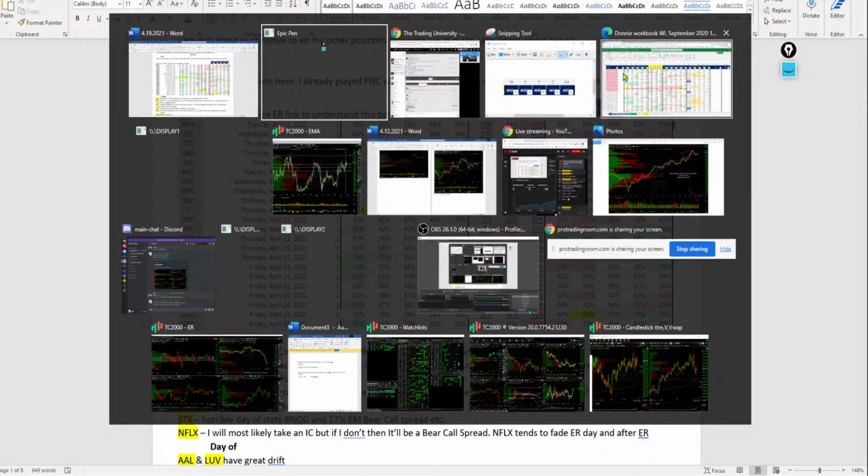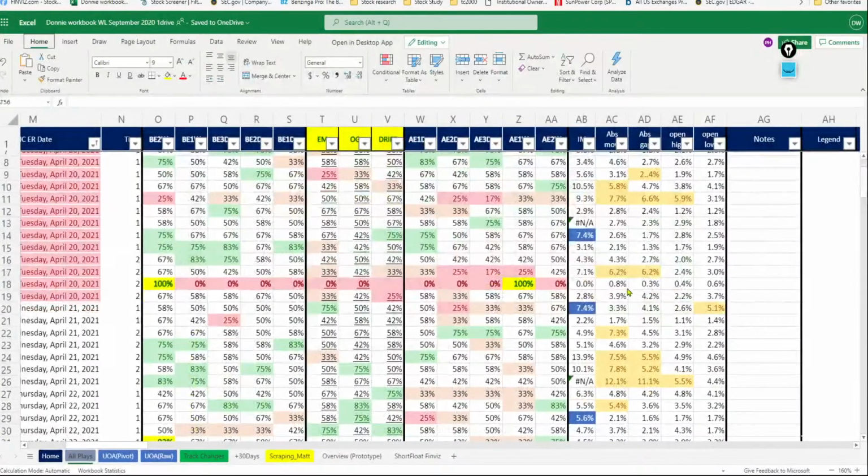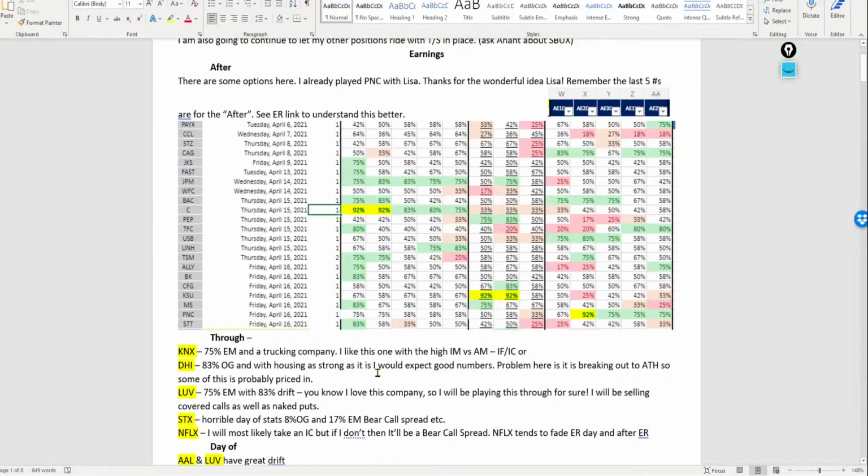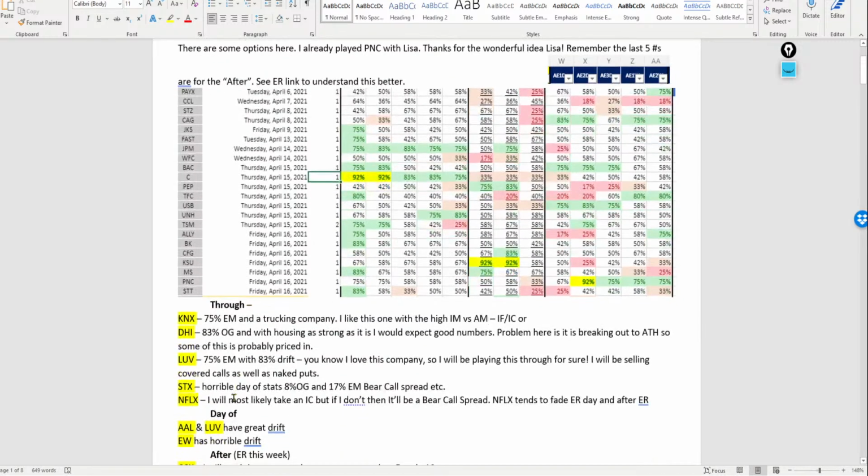And for everybody that doesn't understand that, all we do here is we compare. This is your implied move versus your average move. Whenever you find some that are high, this is just 7.4 versus 2.6, that gives you great premiums. So you can do iron flies and iron condors on those. The other thing to keep in mind, though, is they're high for a reason.